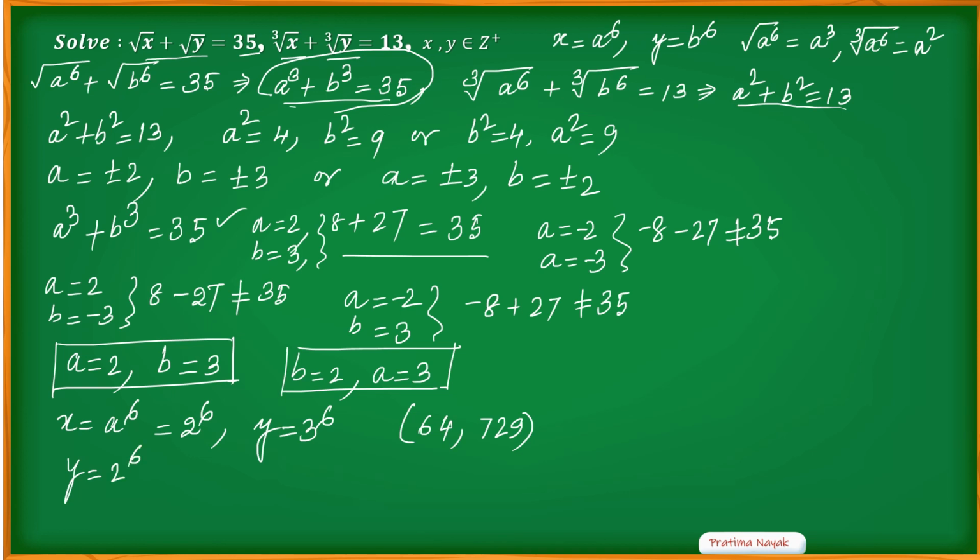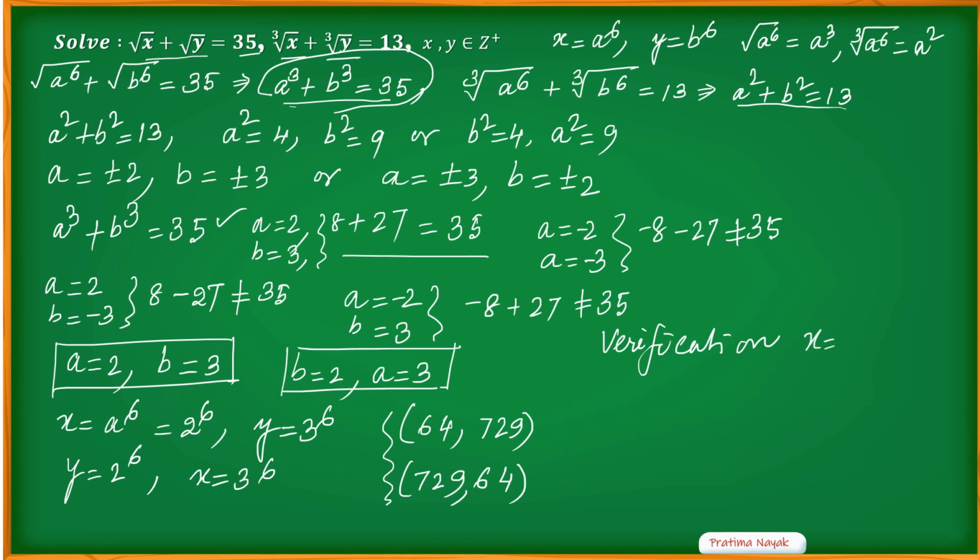Or y is equal to 2 to the power 6 and x is equal to 3 to the power 6. That time it will be 729 and 64. So these are the solutions for x and y. Let us verify. Verification. First, x is equal to 64 and y is equal to 729. Then the square root of 64 plus the square root of 729 is equal to 8 plus 27, since the square root of 729 is 27. So it will be 35.